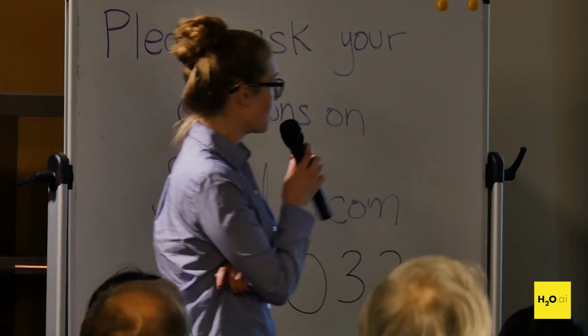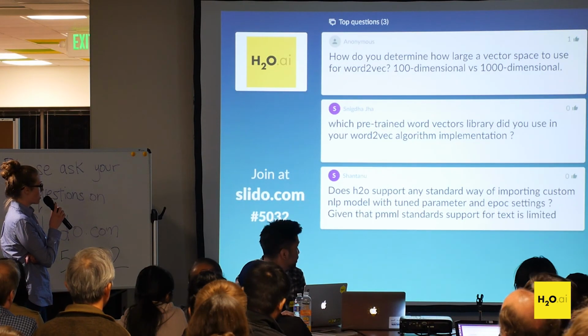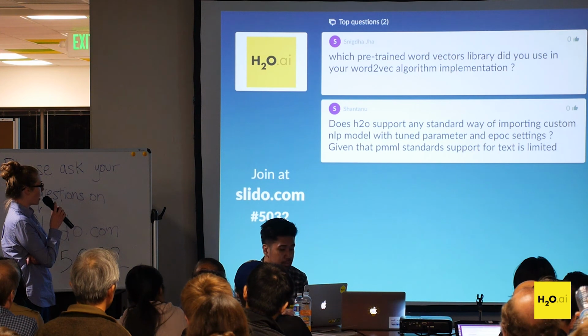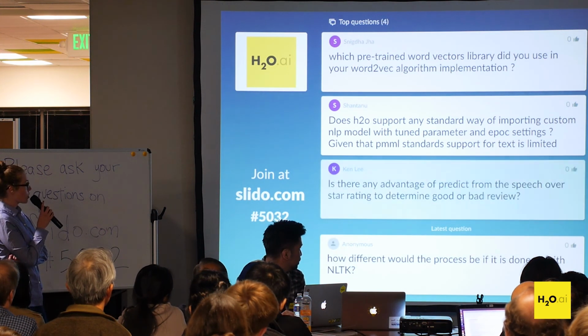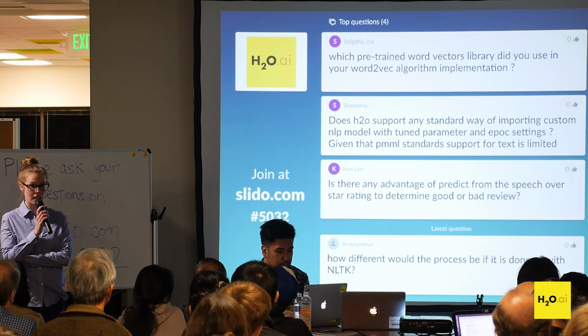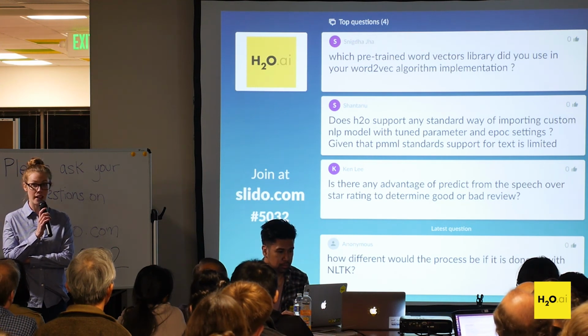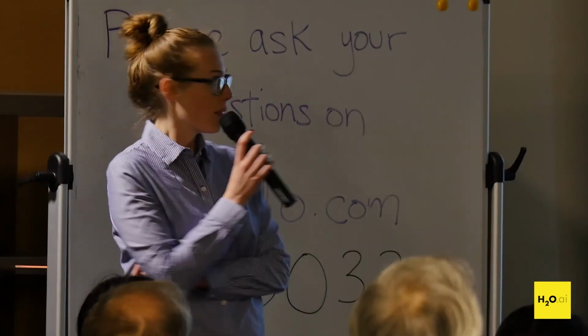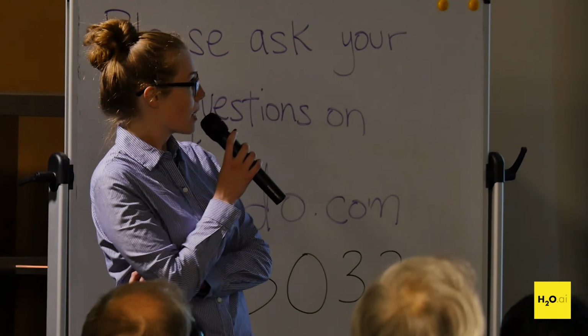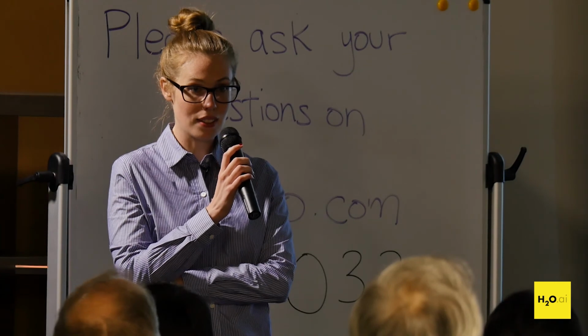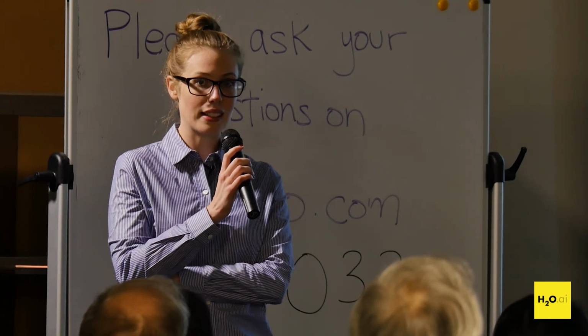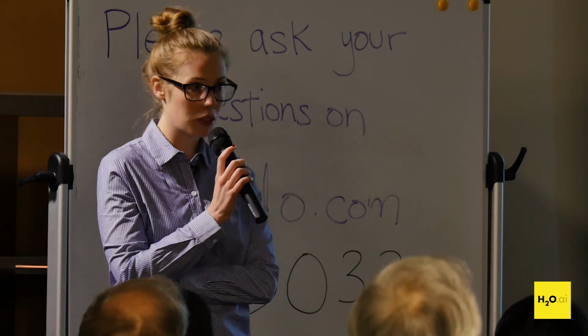The second question: which pre-trained word vector library did you use in your word2vec algorithm implementation? This is an H2O implementation of word2vec. It's written in distributed Java by the H2O team. However, as I mentioned, you can import existing word2vec models into H2O, like GloVe, for example.